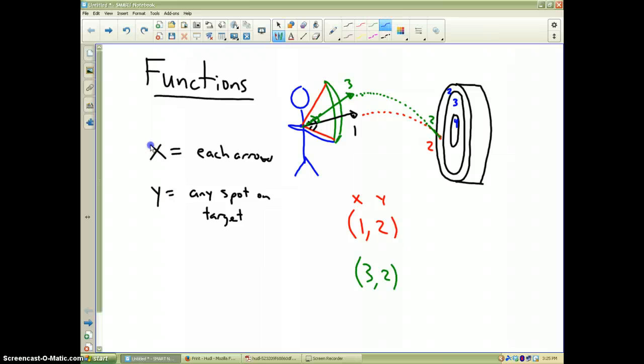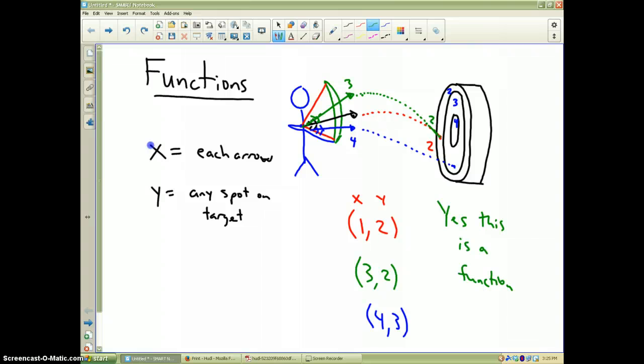Finally, our archer is going to shoot a blue arrow. And I'm going to erase this number 1 just so I can draw my blue arrow right here. And let's say that my blue arrow has a value of 4. And it shoots and it lands on the target right there, which is a value of 3. What I have here is an example of a function. Yes, this is a function.